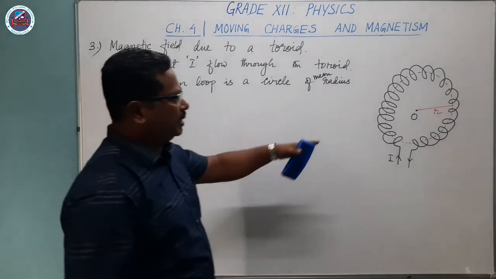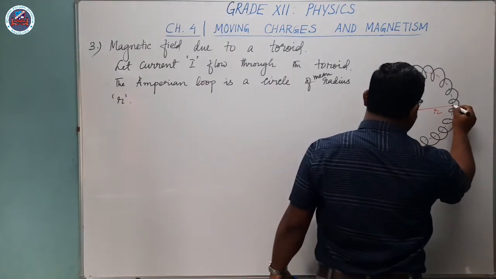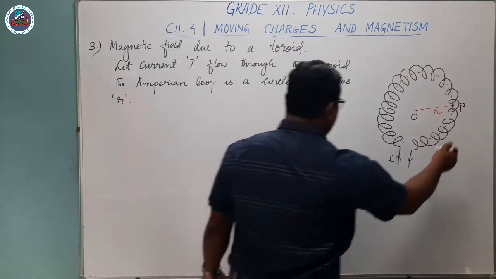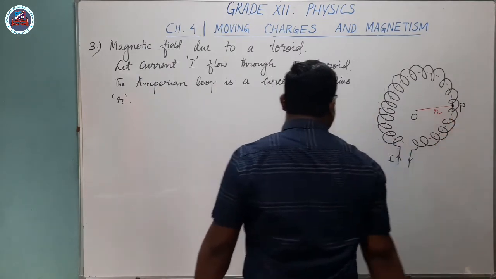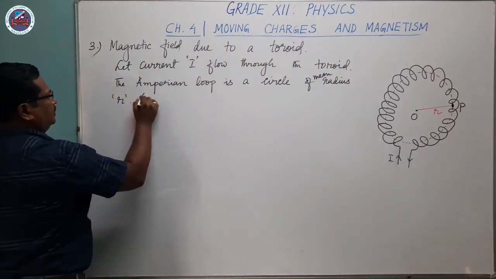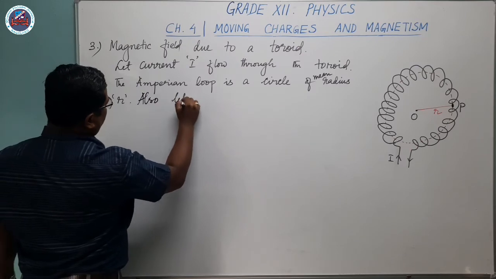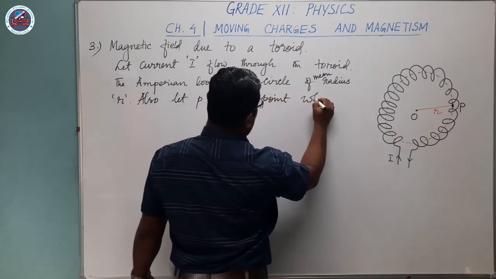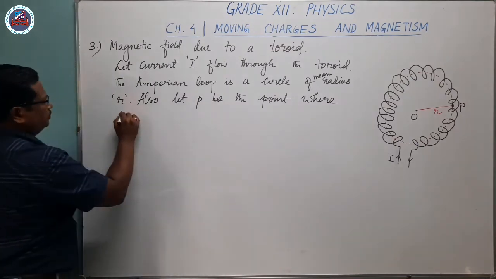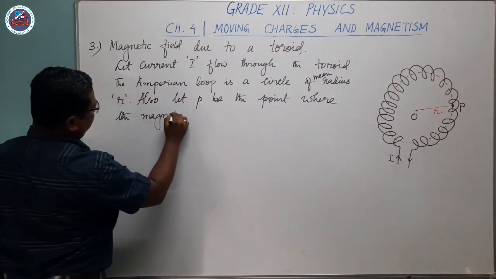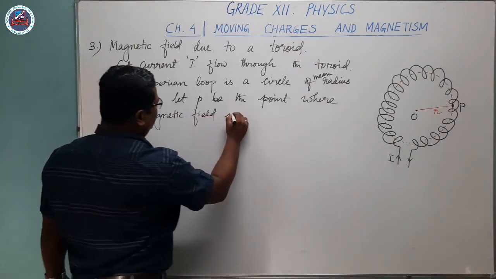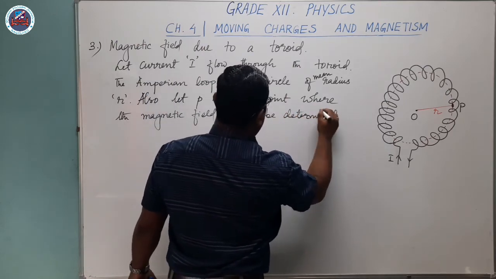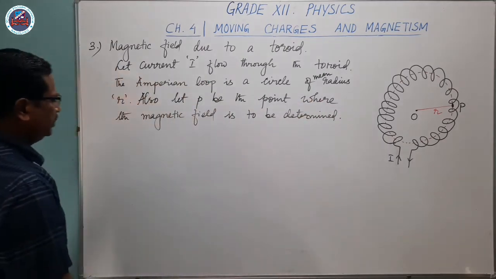So to apply Ampere's circuital law here, let us take this point as P. We are going to find out the magnetic field at a distance R from the center. There is the dl, suppose here itself is the dl. Let P be the point where the magnetic field is to be determined. Then use your Ampere's circuital law.